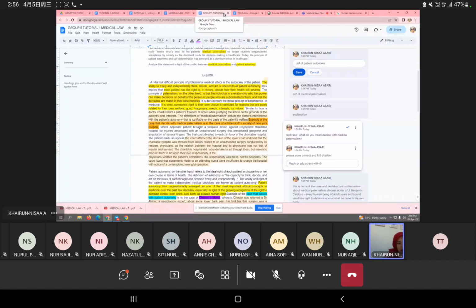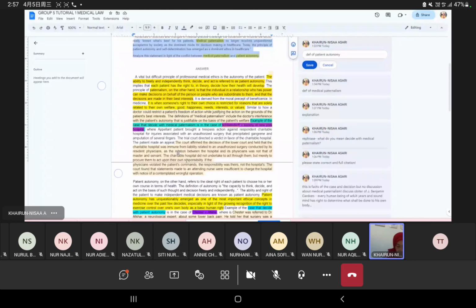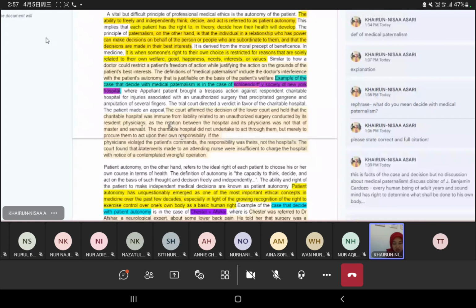When you conclude your answer, you state your own opinion. Do you agree with this statement, that we are supposed to be supporting patients' autonomy as compared to medical paternalism? Do you agree with it, or do you not agree with it? If you have any suggestion to settle the conflict, what is it?